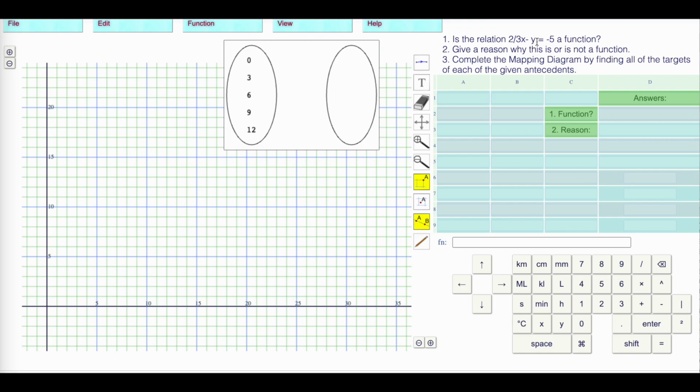Here's another one. I want to get the y all alone. Add y to both sides. I want to get the y alone on one side. Add y to both sides to get rid of it from this side. I'm also going to add 5 to both sides to get rid of 5 from this side. Add 5 to that side. 2/3 x plus 5 is equal to y.